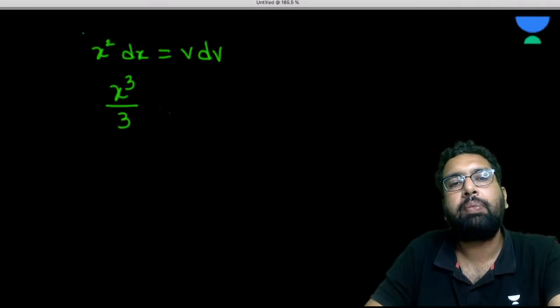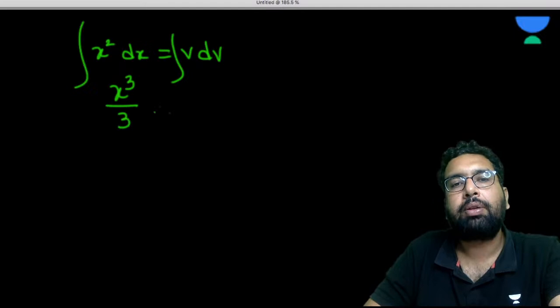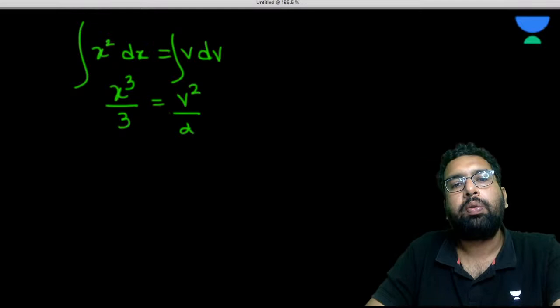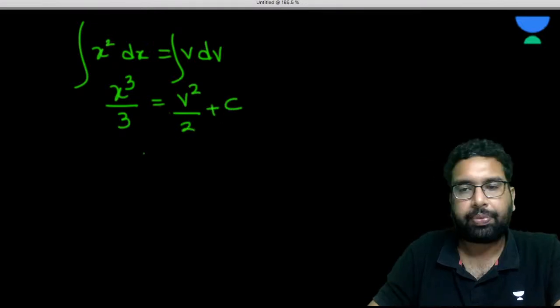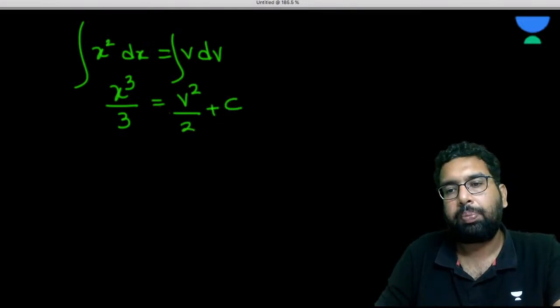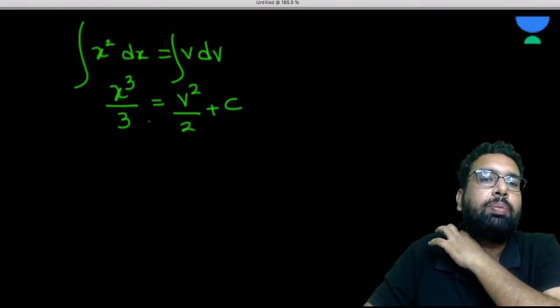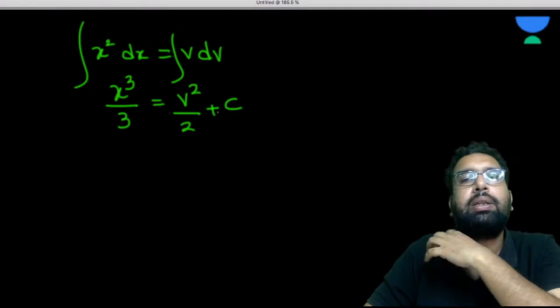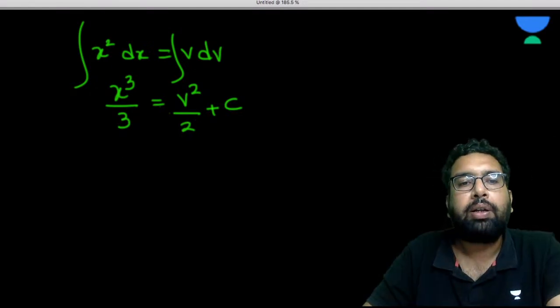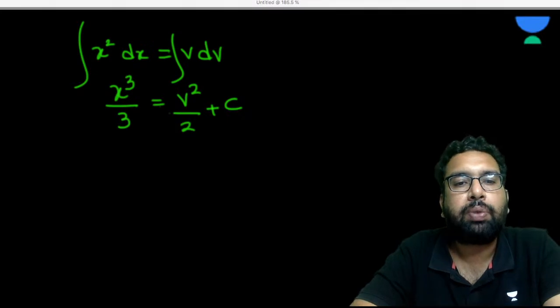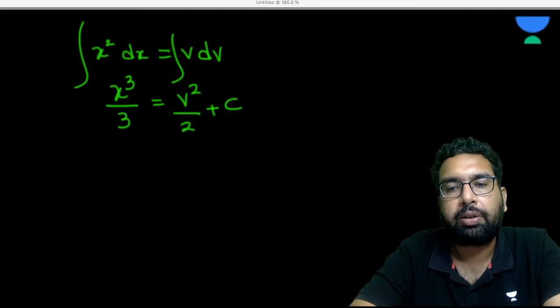If I integrate both the sides, it will become x cube by 3 is equal to v square by 2 plus c. I hope it is fine to everyone. Remember that we need to use only one constant of integration. It is not like that you use two constants of integration. Understood, beta?